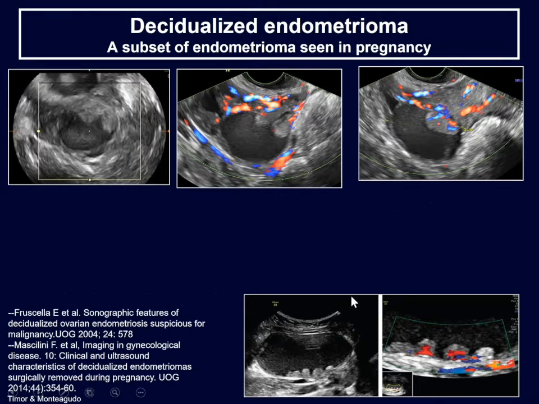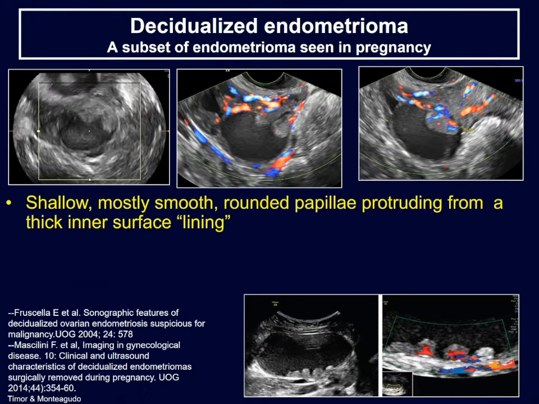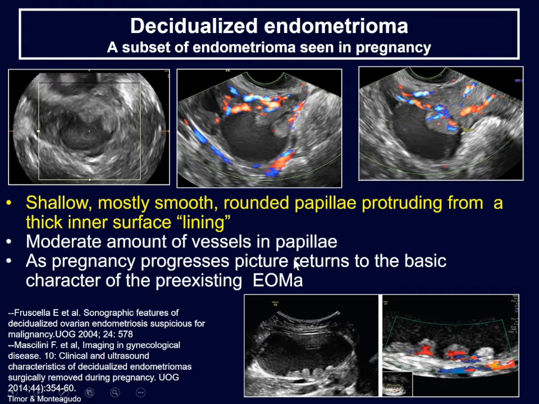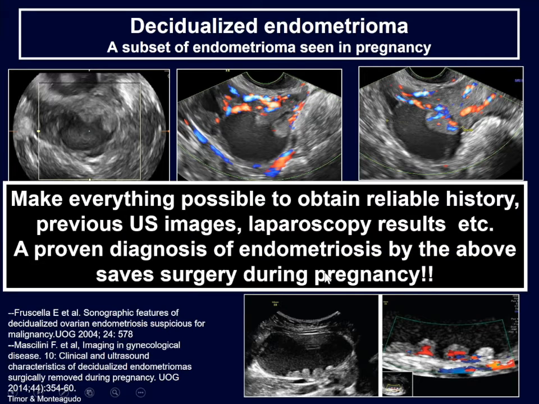The decidualized endometrioma, I talked about it. It's a subset of endometrioma seen in pregnancy, and they have rounded, smooth papillae, and they have vessels, but they return to their normal basic character of the pre-existing endometrioma as the pregnancy progresses. Make everything possible to obtain a reliable history, previous ultrasound images, laparoscopy results. A proven diagnosis of endometriosis by the above saves surgery during pregnancy.